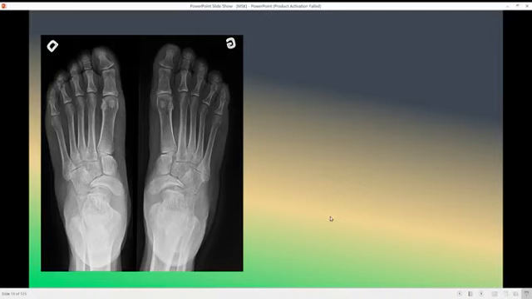Look at the navicular bone. Both navicular bones on both feet are abnormal. What do you think? No, it is not accessory navicular bones.